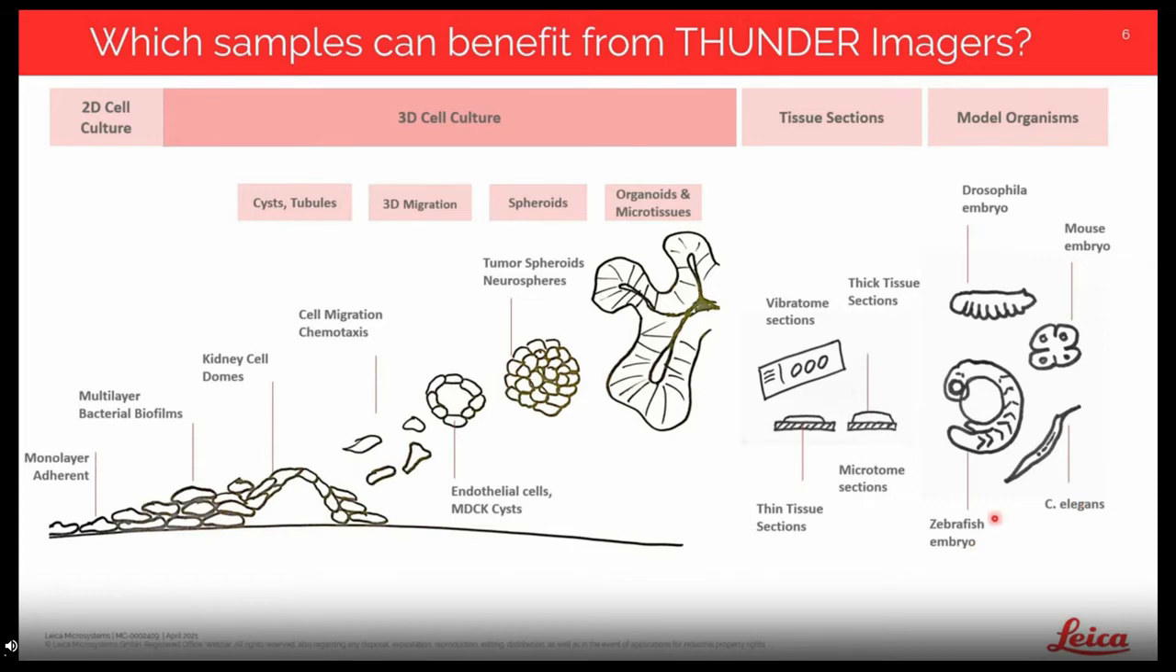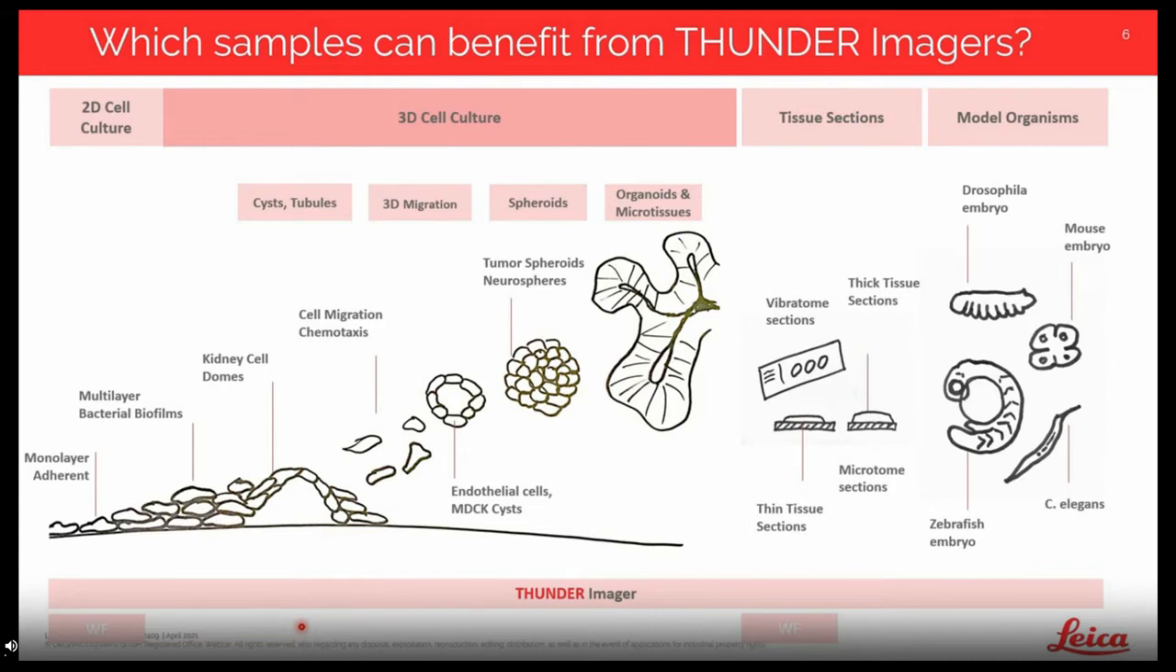So with all of these different sample types, Widefield has mainly been restricted to the thinner of those. The reason for this is Widefield has a lot of inherent out-of-focus light due to the way it's collected. What Thunder is meant to do is to bridge the gap and really allow researchers to image thicker samples than what regular Widefield would allow.